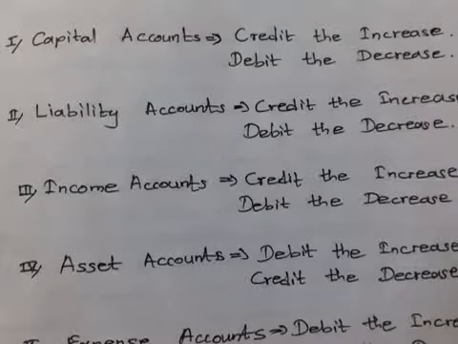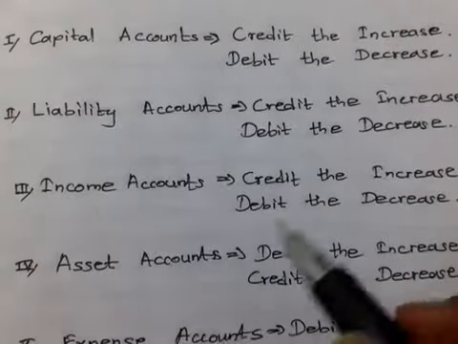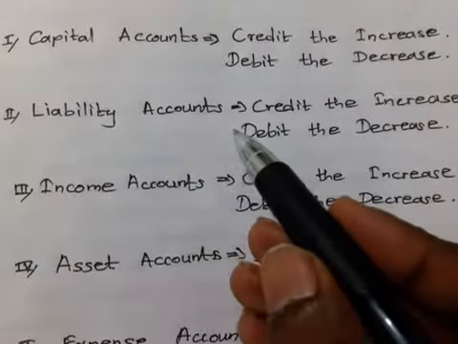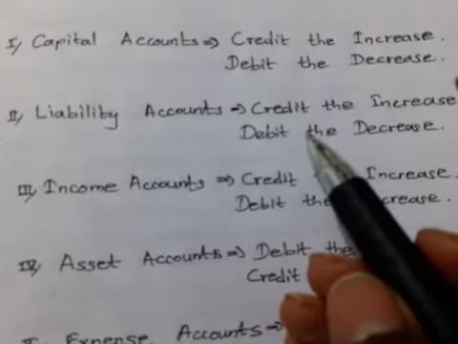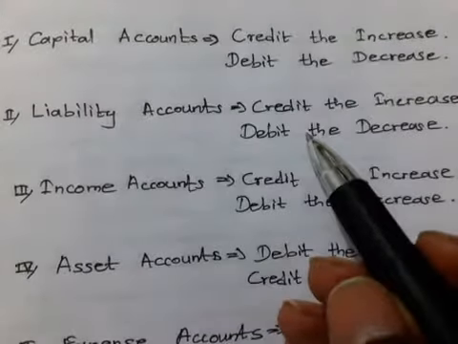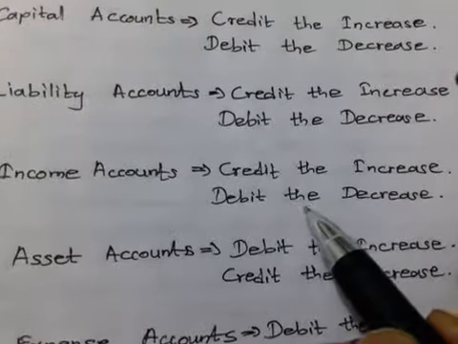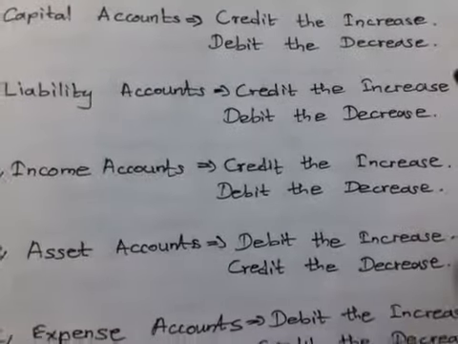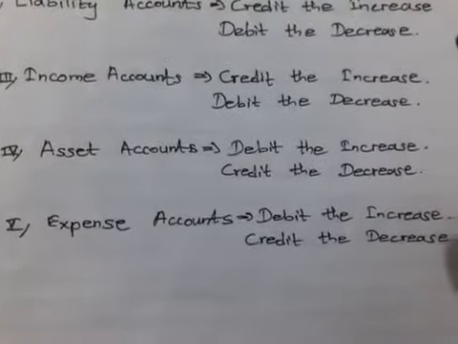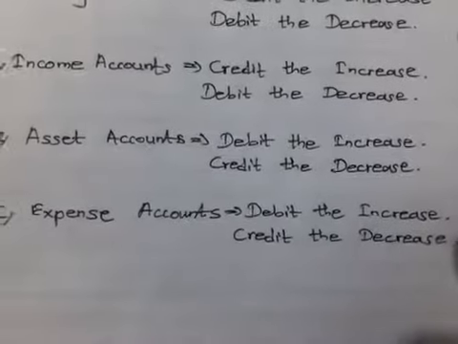These are the certain rules. Capital accounts increase in the side of credit. It decreases in debit side. Liability accounts increase in credit side, the same way decrease in debit side. Income accounts increase in credit side, and decrease in debit side. The asset accounts as well as the expense accounts both increase in debit side and decrease in credit side.